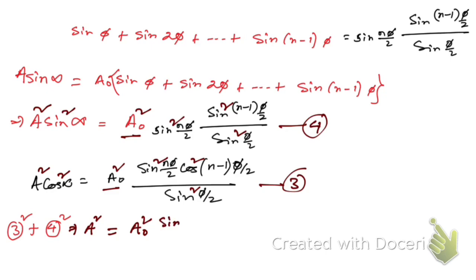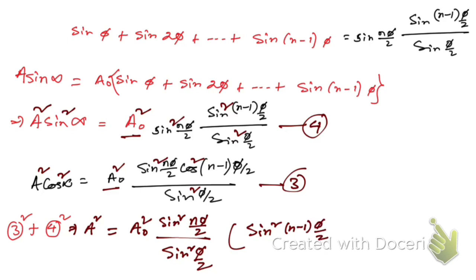Sine square n pi by 2 divided by, you can take sine square pi by 2 also common. Sine square pi by 2 is taken common. Then within bracket we're gonna have sine square n minus 1 pi by 2 plus cos square n minus 1 pi by 2. That's what we're gonna have within bracket, and this is again equal to 1. So that's why we end up getting this result, right? So hope you have understood this.